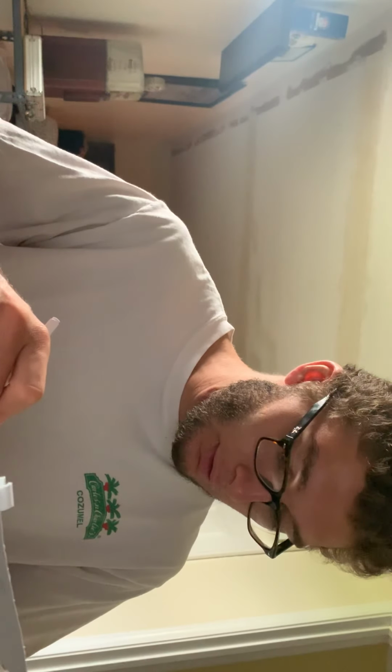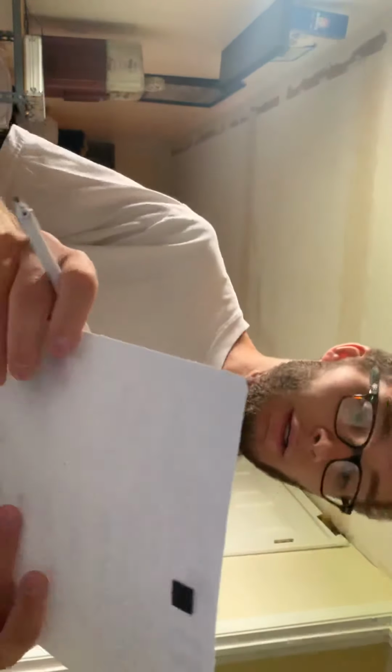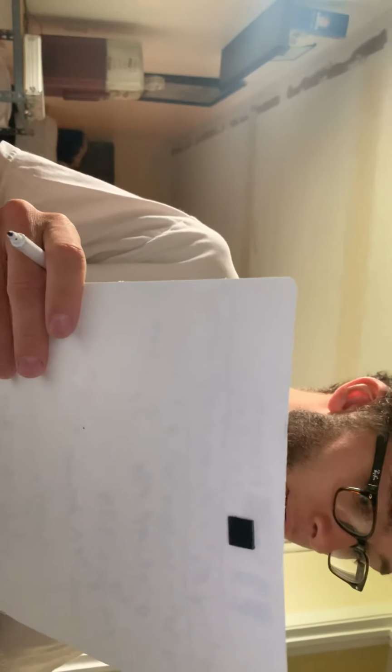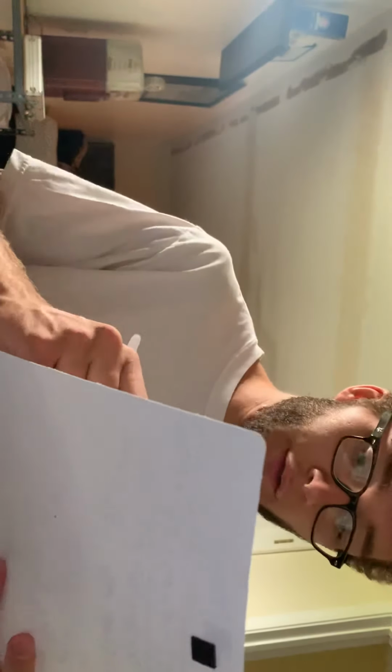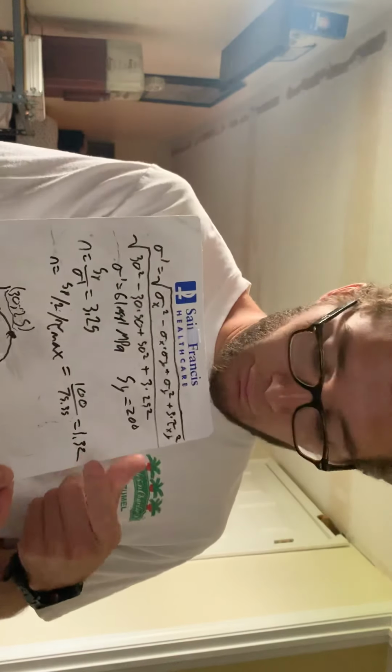Now, if we were to base this off of distortion energy, we'd have SY over 2 divided by Tmax, which we calculated earlier to be 75.3553. So then we'd have 100 divided by 75.35. So our safety factor in this case would be 1.32, not as good. So this is going to be where we fail.